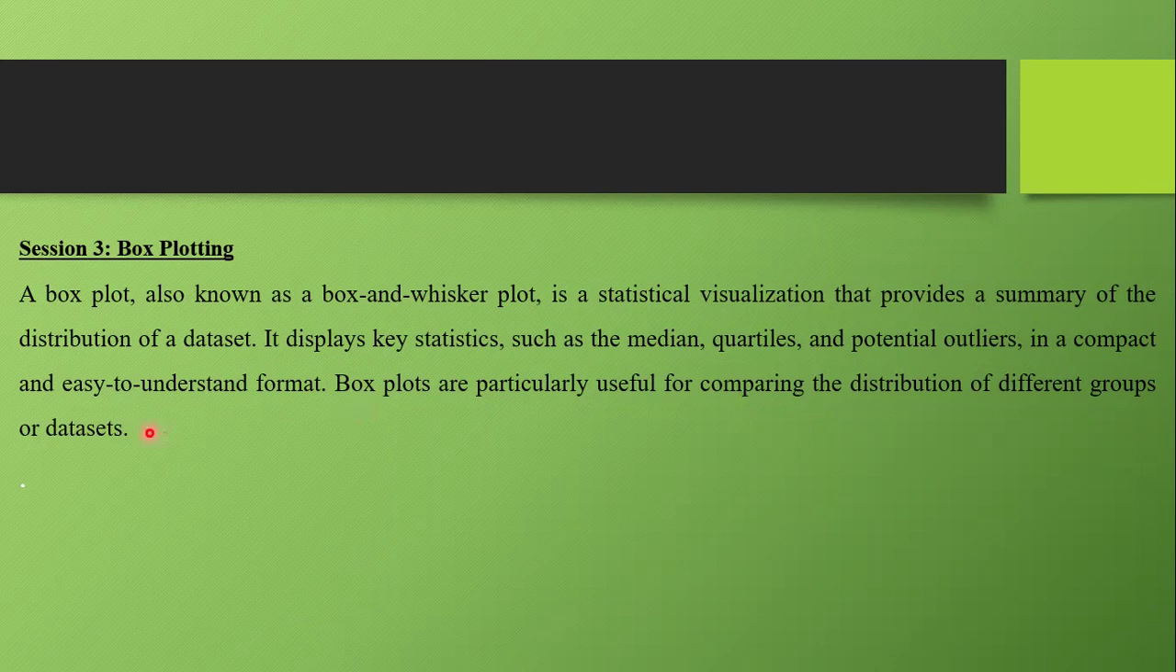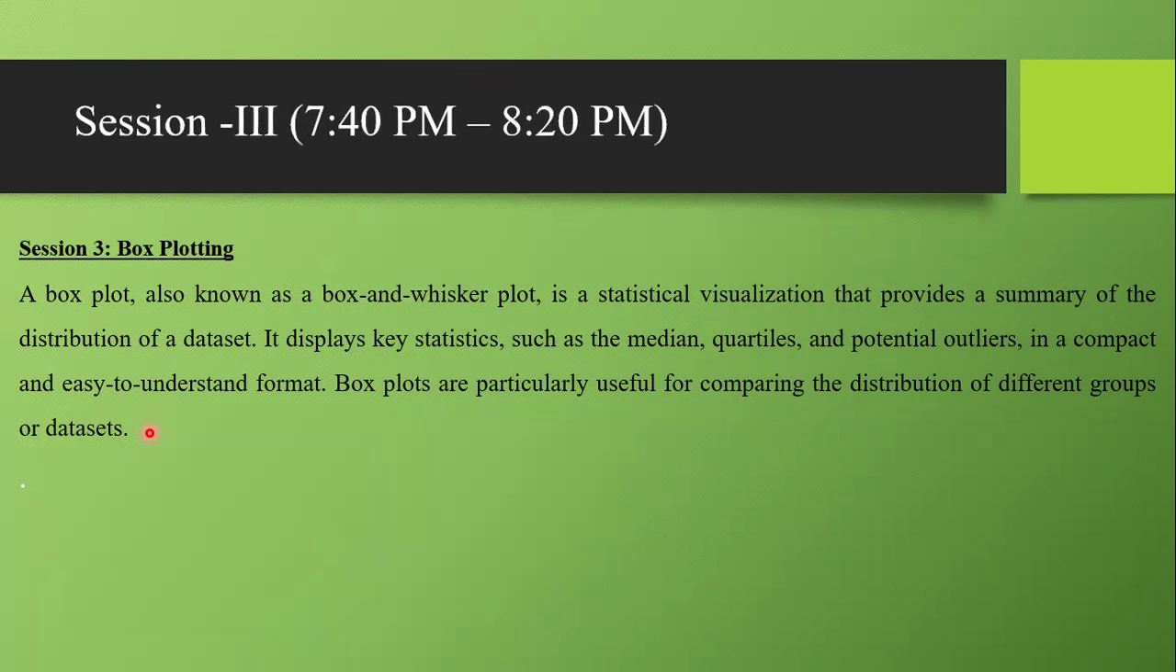When we want to compare the distribution of different groups, or the distribution of the datasets, whether it is normal or not, whether it has some outlier or not, we can use the box plotting instead of histogram and other types of data.